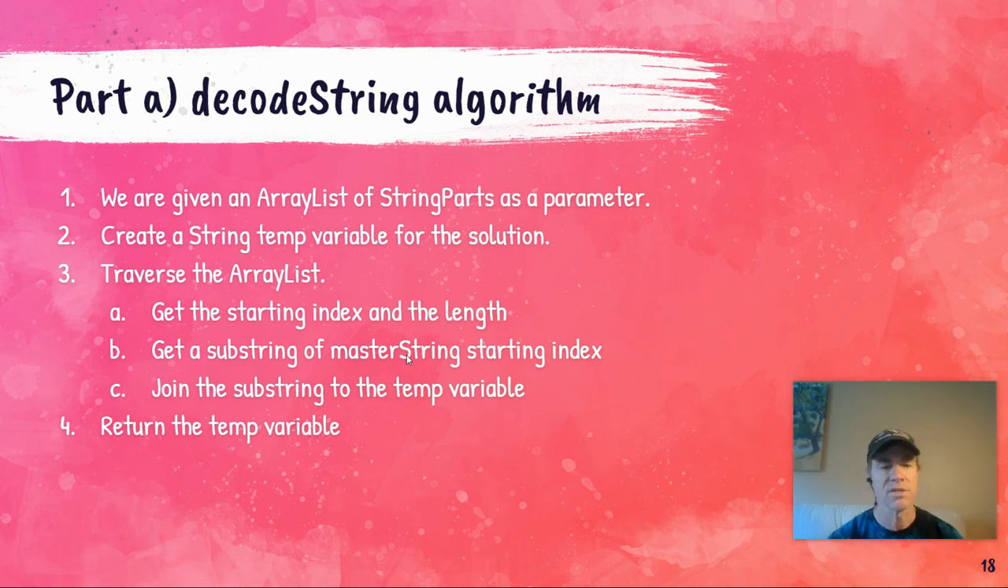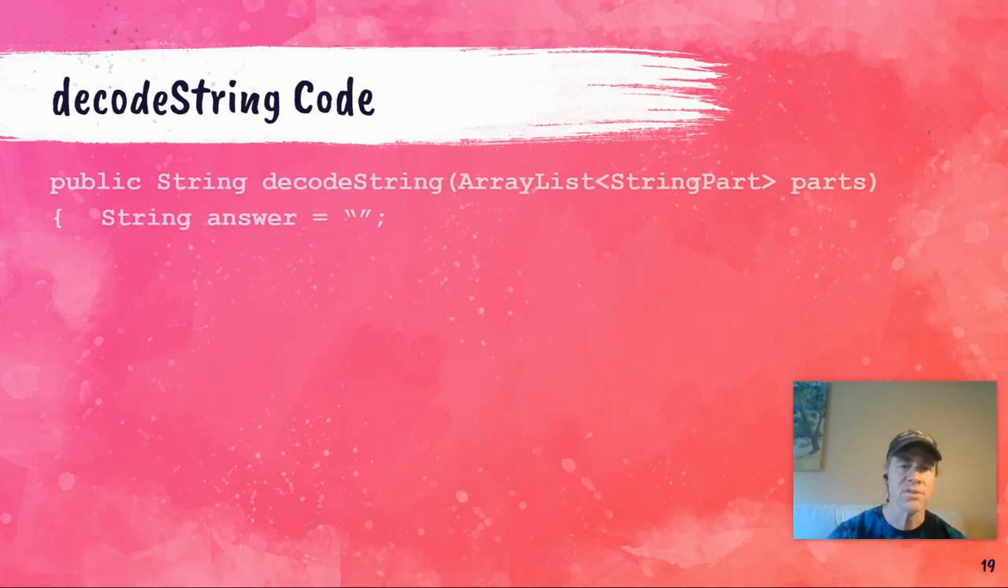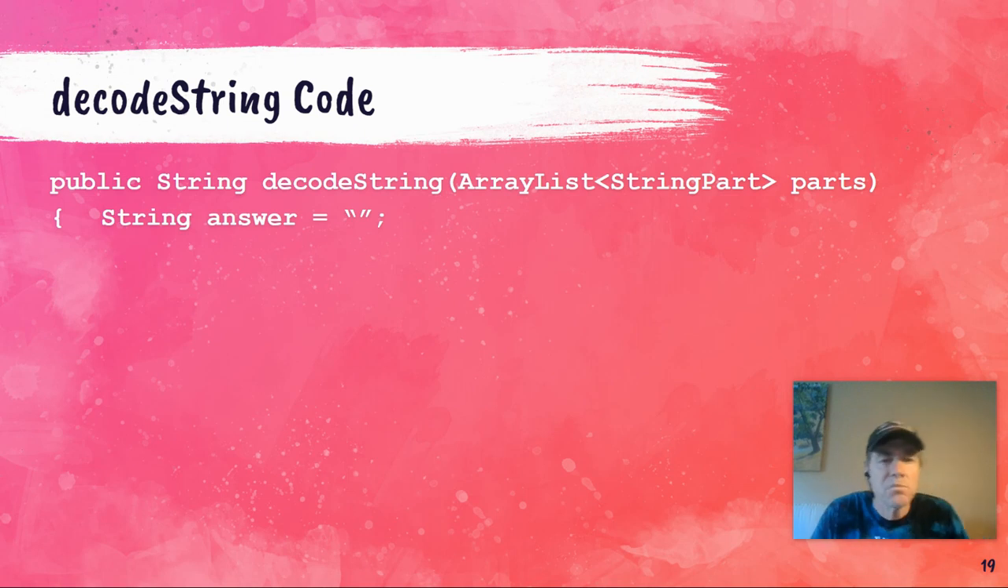So here is what we get. There's my method declaration. It's returning a string. It takes an array list of string parts as a parameter, we're given that. So I've got answer. I'm going to be concatenating to that, so that's the plus equals. Because of that, I'm going to put nothing in that, open and close quote, so that it is in fact an empty string when I begin. All I'm doing is starting at the beginning and going through all of them, not removing, not adding. So a for each loop makes the most sense in this particular case.